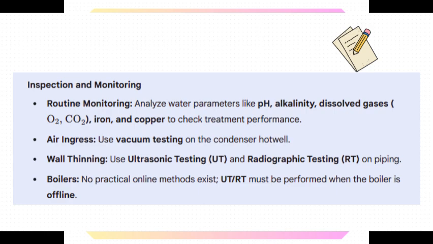Which just highlights why getting the chemistry right, maintaining that 3 to 7 ppb oxygen, keeping the pH at 9.2 to 9.6, why it's so incredibly important. It's paramount. Because if you mess up the chemistry, you might not know the damage is happening until the next shutdown. Or worse, until something fails. The costs of failure are astronomical.